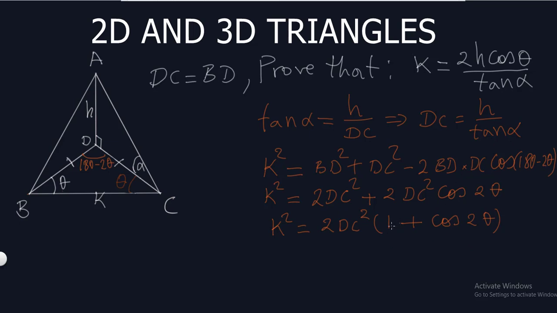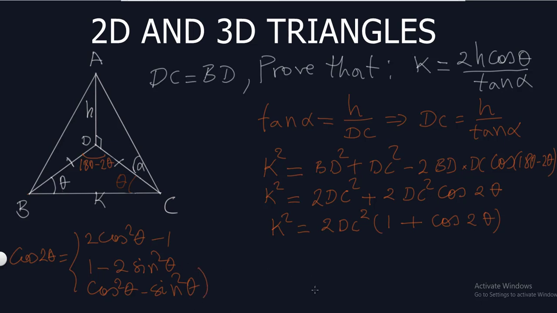Now we have to eliminate or remove this 1, this number 1, or the value of 1 here. So what we'll do, we know that cos 2 theta has this formula: 2 cos squared theta minus 1, or 1 minus 2 sine squared theta, or cos squared theta minus sine squared theta. Which one are we going to choose?